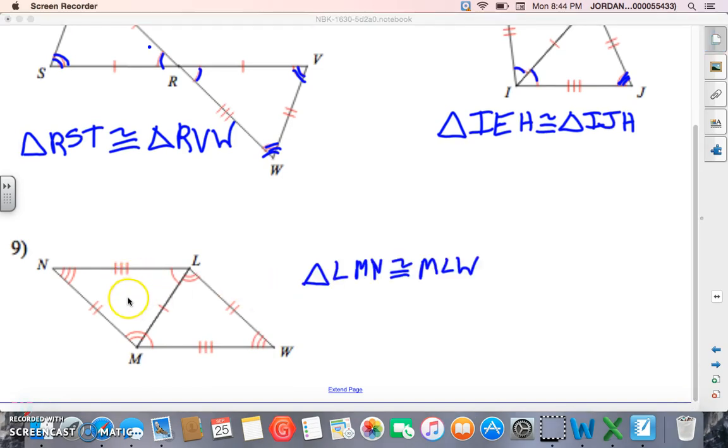All right, so in this one, this first triangle, I said let's do triangle LMN. It's going to be congruent to, well, LMN, that's 1 mark, then 2, then 3. So my first mark, this one's M, 2 marks is L, 3 marks is W, so MLW.